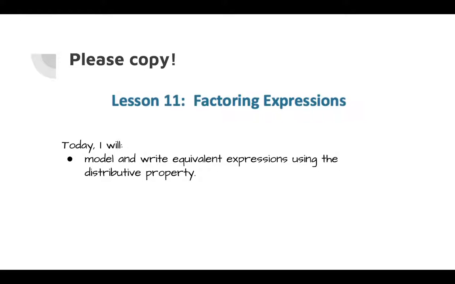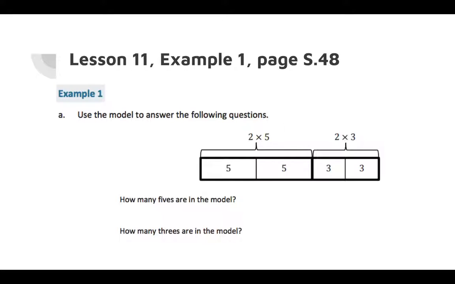Today I will model and write equivalent expressions using the distributive property. You're going to learn about the distributive property. On page S48, you see this model. You have two boxes with 5s, and that's 2 times 5, and two boxes of 3s, and that's 2 times 3. How many 5s are in the model, and how many 3s are in the model? As you can see, there are 2 of each, correct? Write this answer down.